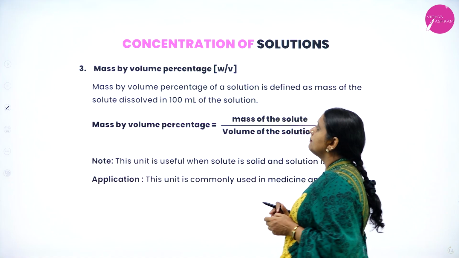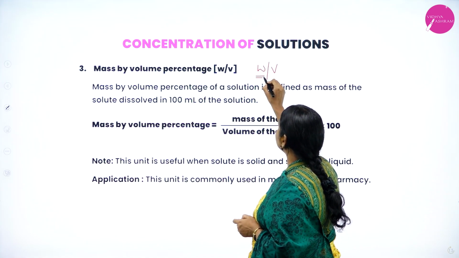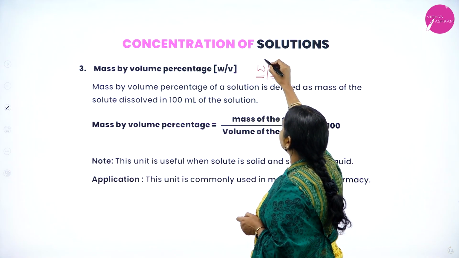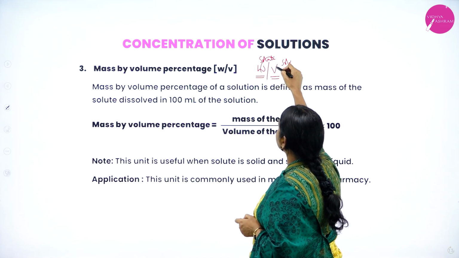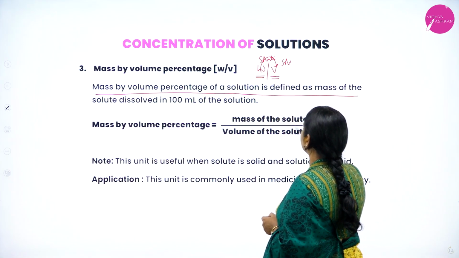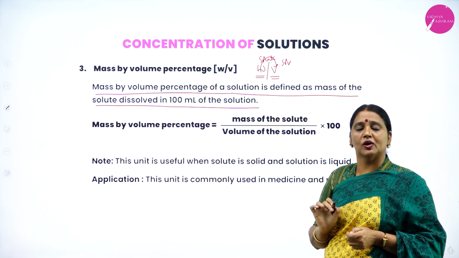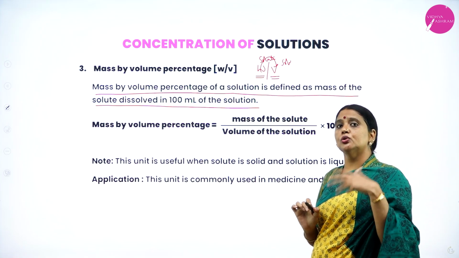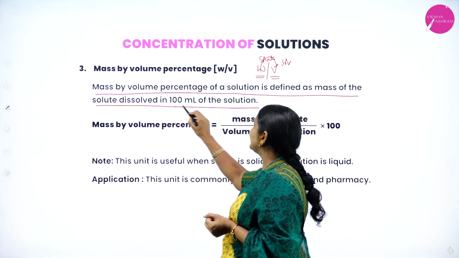Next, mass by volume percentage. One must be expressed in mass, and the next should be expressed in volume. The first stands for solute, the second for solvent. Mass by volume percentage of a solution is defined as mass of the solute dissolved in 100 ml of the solution. So, one should be taken in terms of mass, another in terms of volume. Solute is in terms of mass, solvent should be in terms of volume. So, 100 ml of the solution.